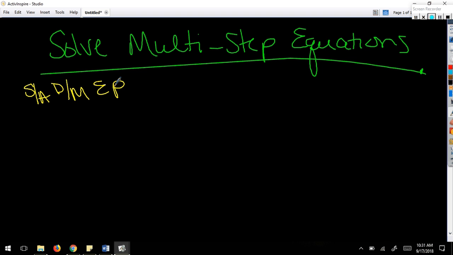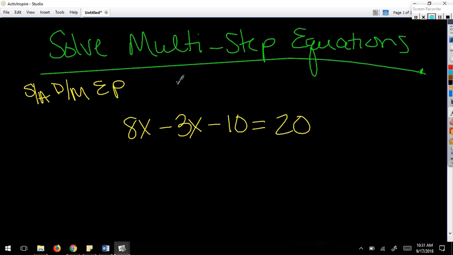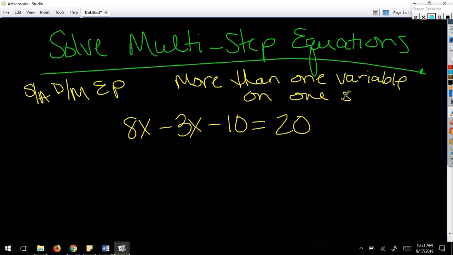All right. So let me start with one that we've already looked at. Let's say I had 8x minus 3x minus 10 equals 20. So we've had ones like this that had more than one variable on one side.